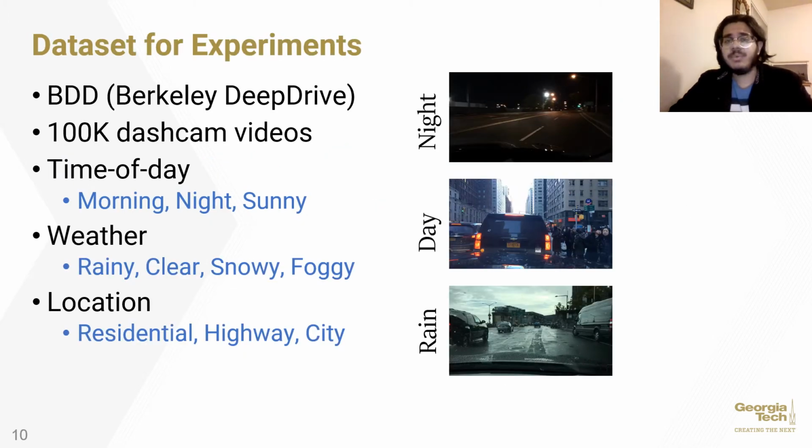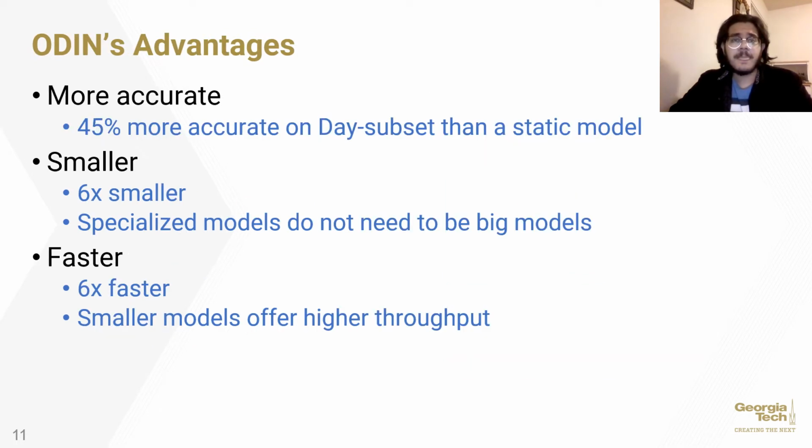For our experiment, we use the BDD, the Berkeley Deep Drive dataset, which contains 100,000 dashcam videos under different conditions, like morning, night, rainy, or foggy. ODIN is 6 times smaller and faster than a pre-trained static model while delivering 45% to 50% higher object detection accuracy on BDD on various clusters.